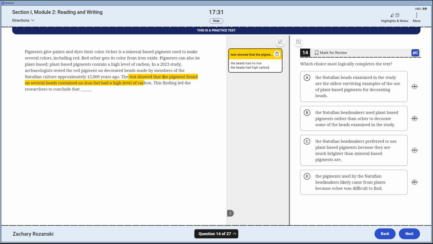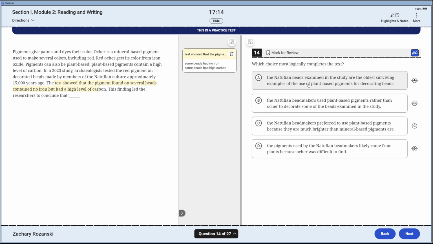Okay. The pigment found on some beads. The beads had no iron. Let's not lose that: some beads. Some beads had high carbon, and then we'll start going into the items. The beads examined are the oldest surviving examples of the use of plant. Oldest surviving? No, there were just some, but at a high level of carbon. Oldest surviving is a bold claim.